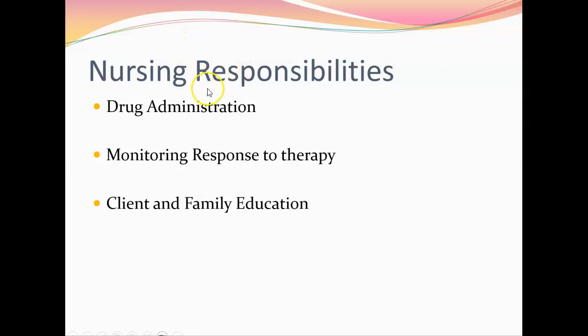So your nursing responsibilities, look up your drugs before you give them, know the side effects, monitor the response to it, and then give good client and family education.